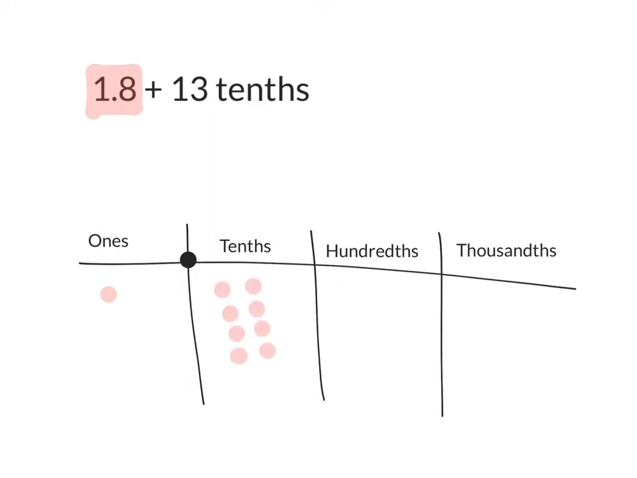Okay. Then what am I adding to it? 13 tenths. That means I need to put 13 dots in the tenths column. Okay. 1, 2, 3, 4, 5, 6, 7, 8, 9, 10, 11, 12, 13. Okay, so my answer is, how many ones do I have? 1. And how many tenths do I have? 21 tenths, right? Because if I count up all the dots, there'll be 21 of them.